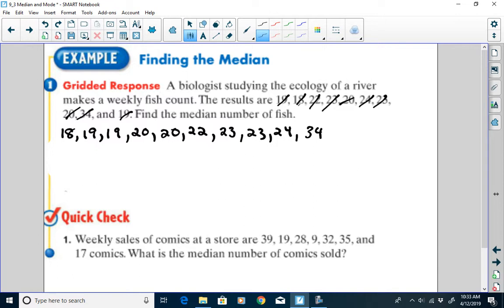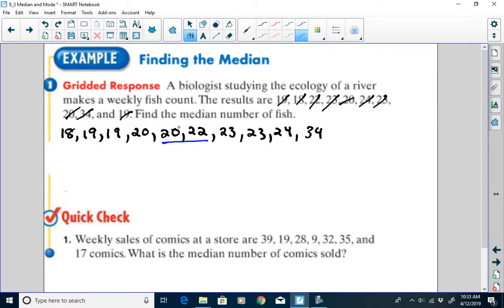So I'll just count 1, 2, 3, 4, 5, 6, 7, 8, 9, 10. Make sure that I have 10 items here. So when we're finding the median, we arrange from least to greatest. I see that I have 10 data items here. Because there's an even number of data items, we're going to have 2 middle items here. We have 4 items to the left of our 2 middle items, and we have 4 items to the right, or greater than our 2 middle items.